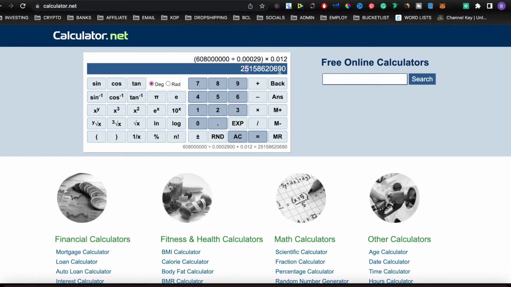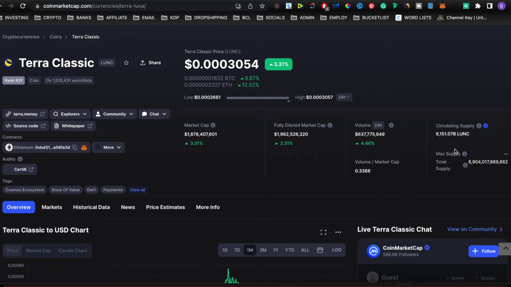So we're going to bear in mind, will be taken out of circulation and burned, therefore reducing the supply every single day by 25 billion tokens. So we'll save this number and we will come back. And so basically what we have now is we have the circulating supply of 6.151 trillion.